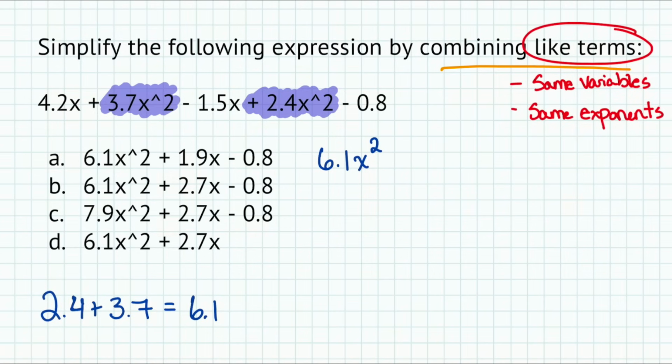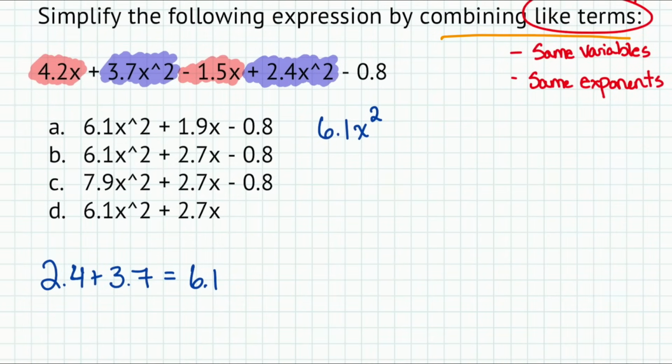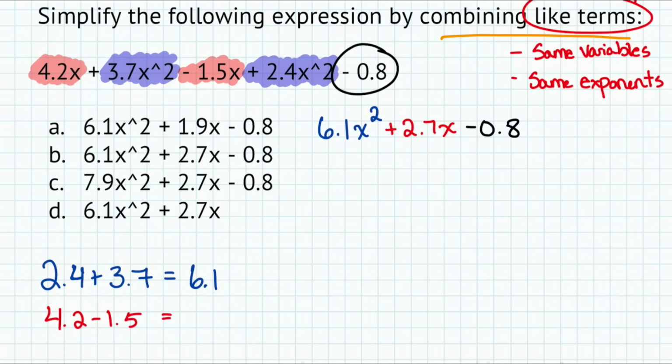So next up, my party people, here we go. Let's look at those x terms. I'm going to highlight those in red here. We have 4.2x and a negative 1.5x. So we bring those together, and essentially what that turns into is 4.2 minus 1.5. And again, we keep the variable, the x, the same. 4.2 minus 1.5 will give us 2.7, positive still. And then lastly, we see that that negative 0.8 is still there, so we'll just say minus 0.8, and we're good. There's our final answer.